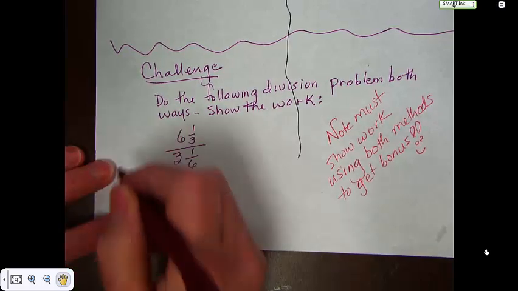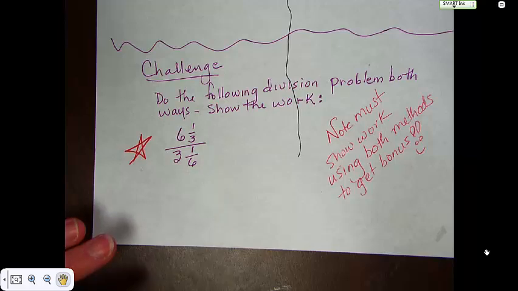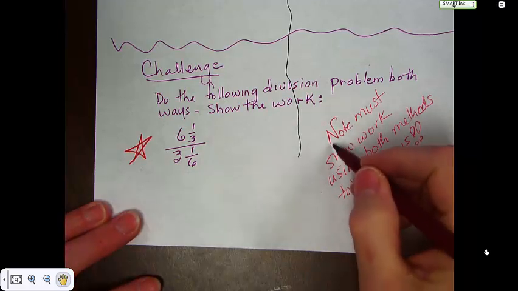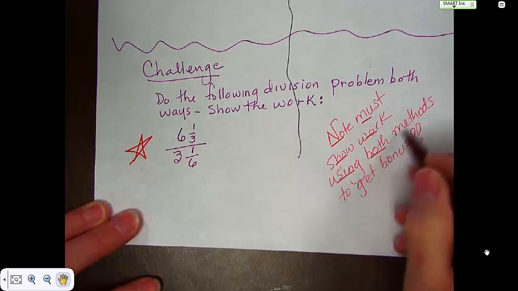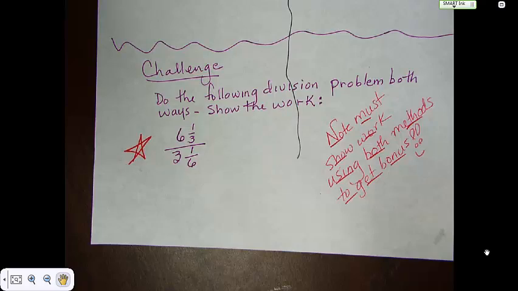Okay, now, your challenge problem is this. Do this division problem right here, both ways, using the first method I showed you and the last method I showed you. Okay? You must show your work using both methods to get the bonus. So you have to find the result using both methods, show the work, and you can get the bonus.